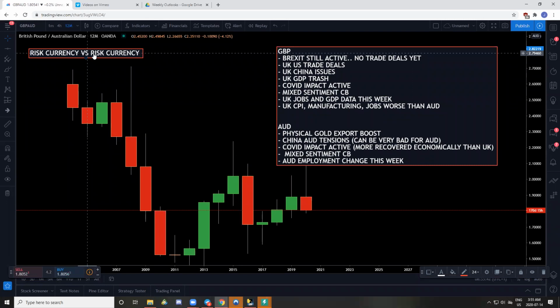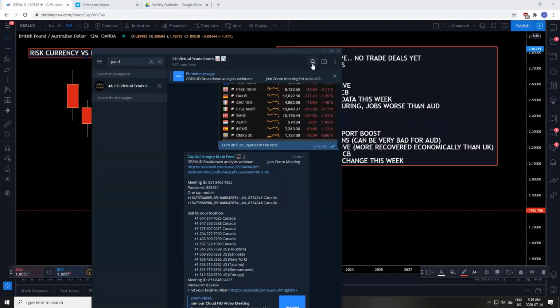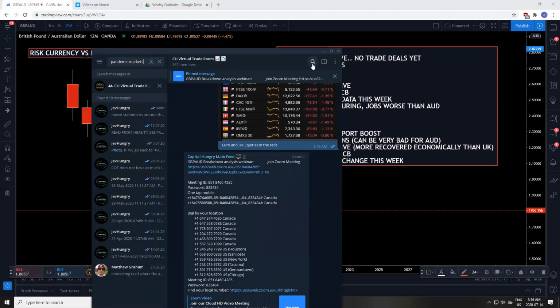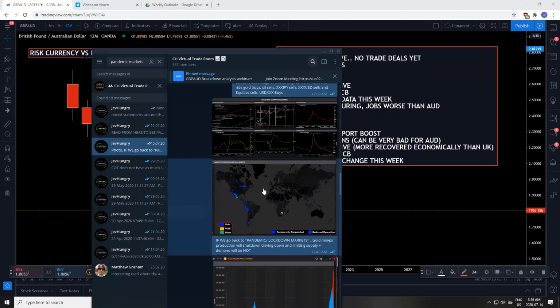So whenever you have a risk currency versus a risk currency, I personally like to lay out some points. What are some geopolitical tensions impacting GBP? What is some of the GBP data? Like for example, GBP's growth is absolutely terrible, right? We've been sharing some of the figures of how the pandemic has impacted global markets. If you guys just come to the trade room, I think you could just search pandemic markets.